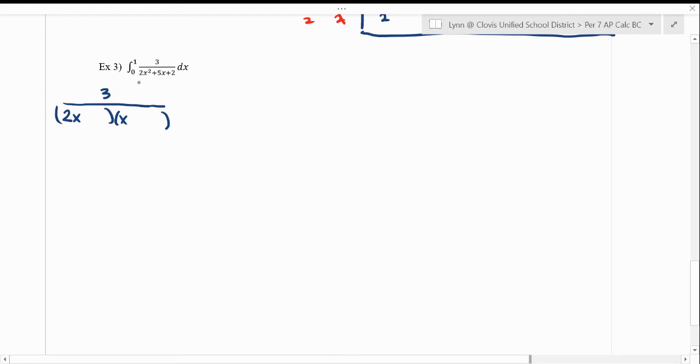So I would have 2x squared is 2x and x, and then I know my factors are 1 times 2, and I want to get up to 5. So I want the 2 to multiply to the 2x, and then both positive. And then split up your fraction, and then multiply by your common denominator.